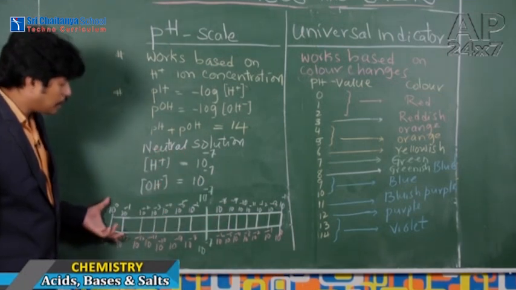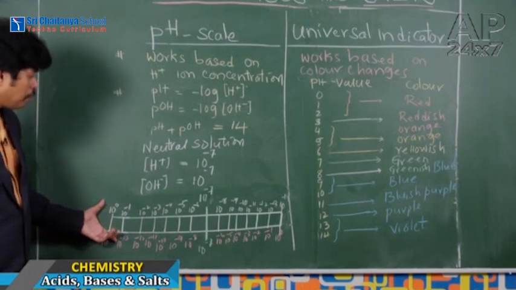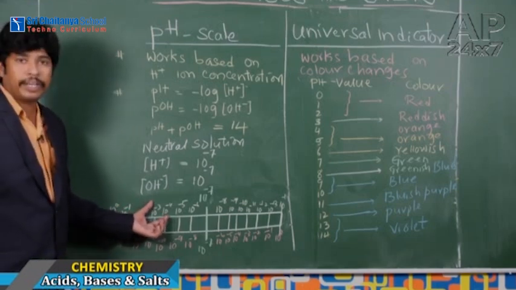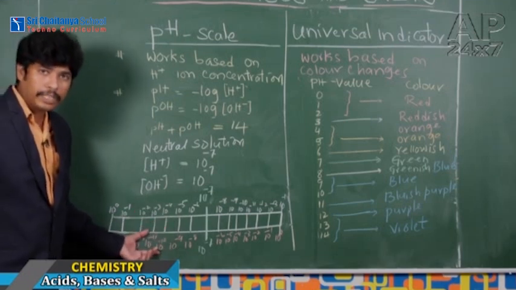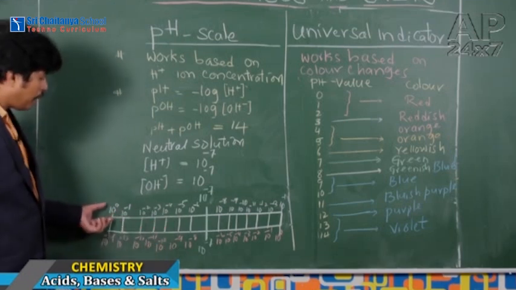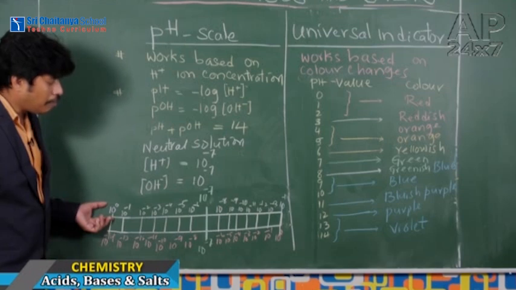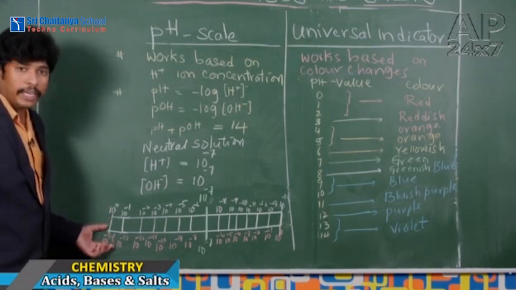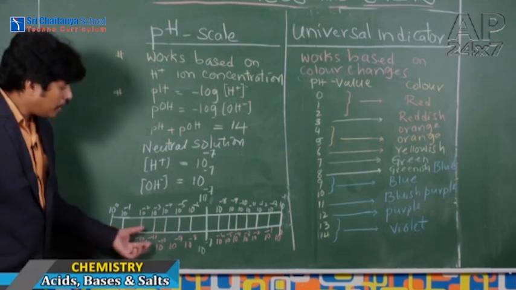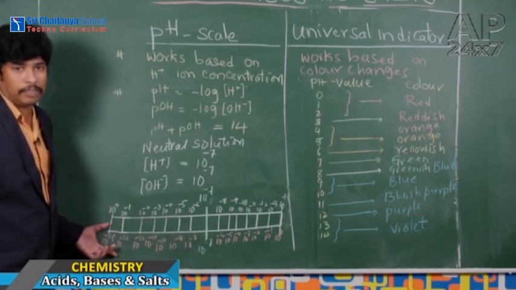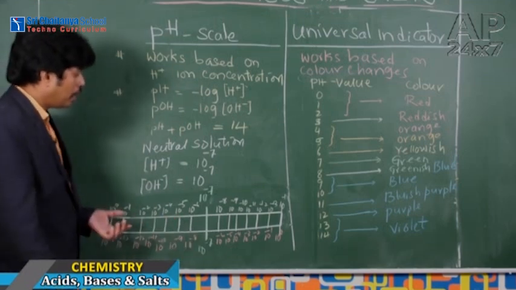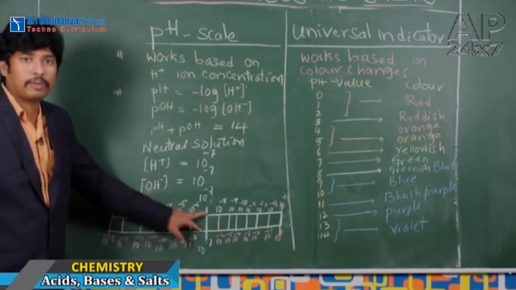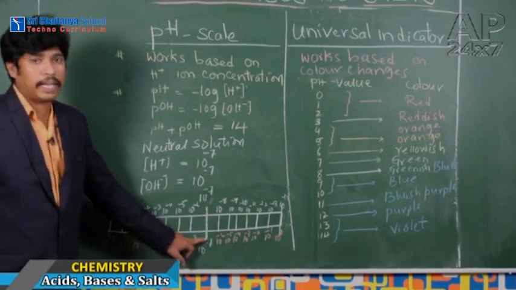If you observe this representation of the pH scale, we can very clearly see the concentration variation of H plus as well as OH minus ions. Here the above one indicates the variation of H plus ion concentration in the solution, and the below one indicates the variation of OH minus ion concentration in the solution. As I said before, here it is 10 power minus 7 in case of neutral solution for both H plus as well as OH minus ions.